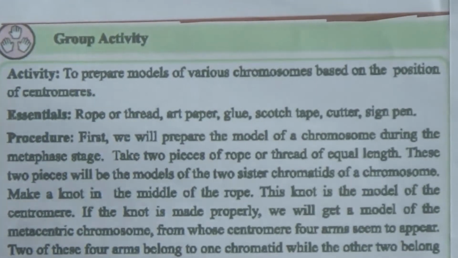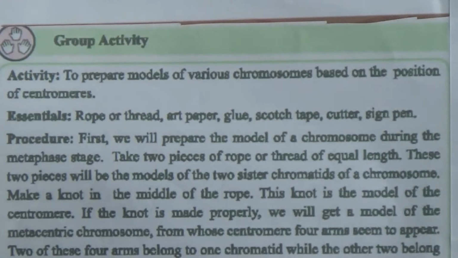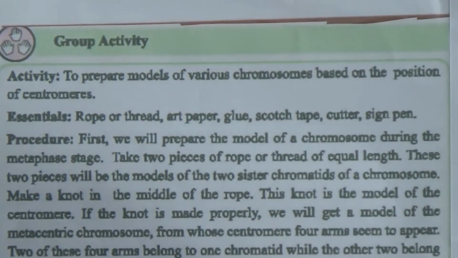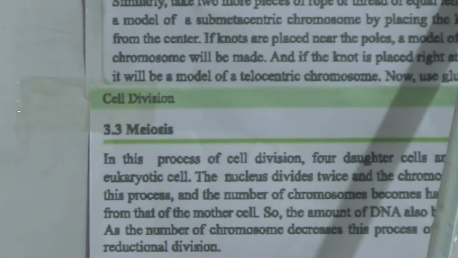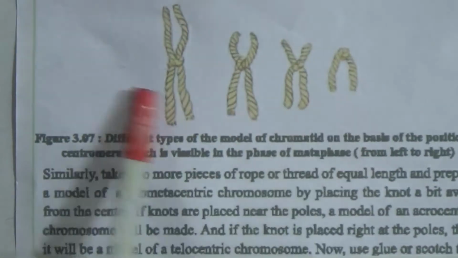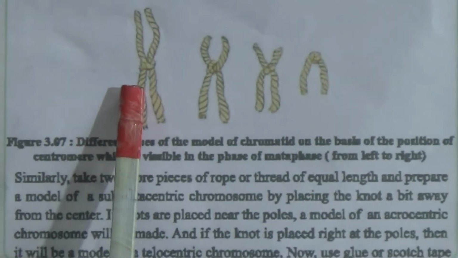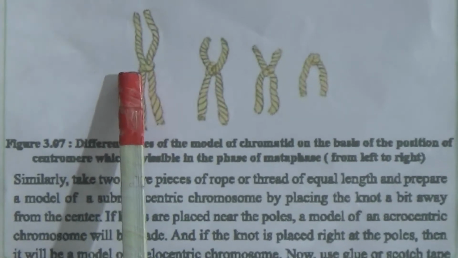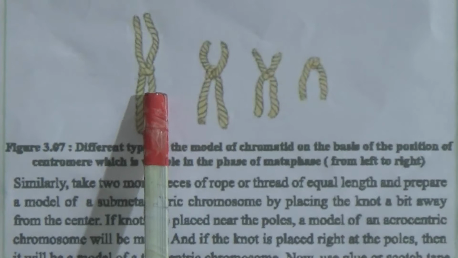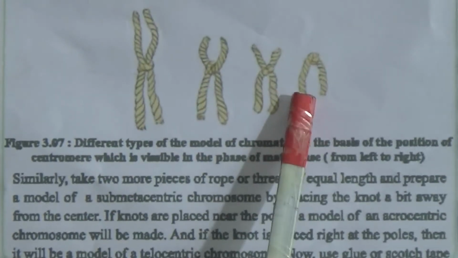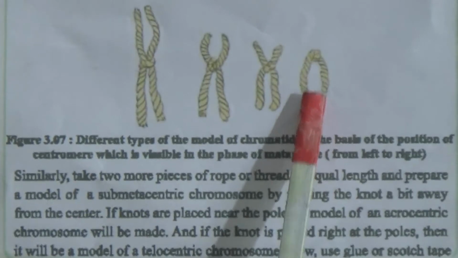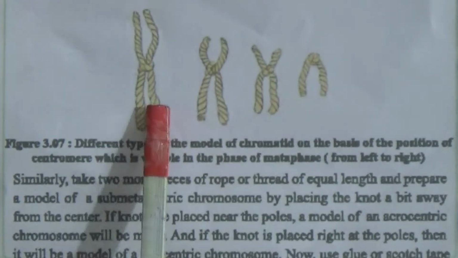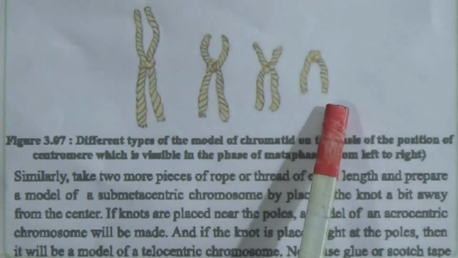Dear students, by taking pieces of rope, you have to make the metacentric, submetacentric, acrocentric and telocentric chromosomes. You can do it at home also, but in this picture you can't easily understand the position of the centromere, by which we gave the names V, L, J or I types of chromosome, because these names are given from the single string figure of metacentric, submetacentric, acrocentric and telocentric chromosomes.